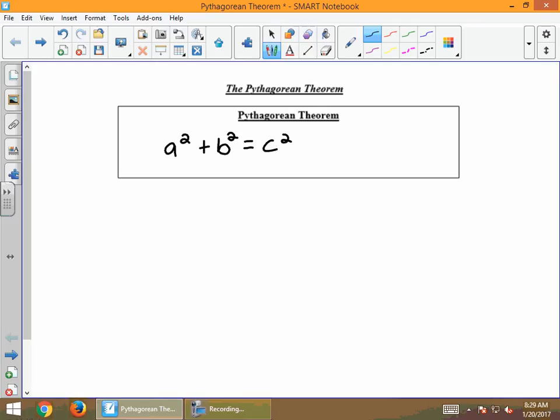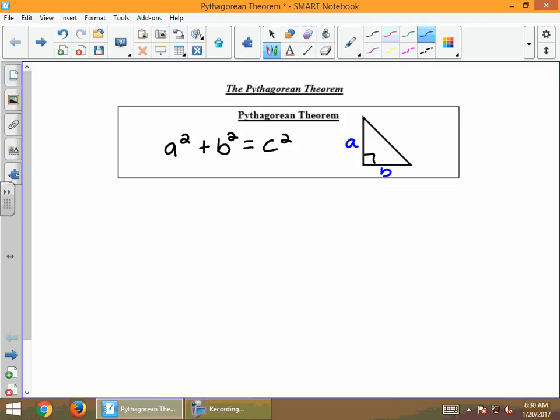Well, we can only use this with right triangles. So go ahead and draw your own diagram of a right triangle. The A and the B are your legs, and it doesn't matter which one is your A and which one is your B. One of your legs is your A, and the other leg is your B, and you could have flip-flopped those, and that's totally fine. The legs are the shorter sides of your right triangle.